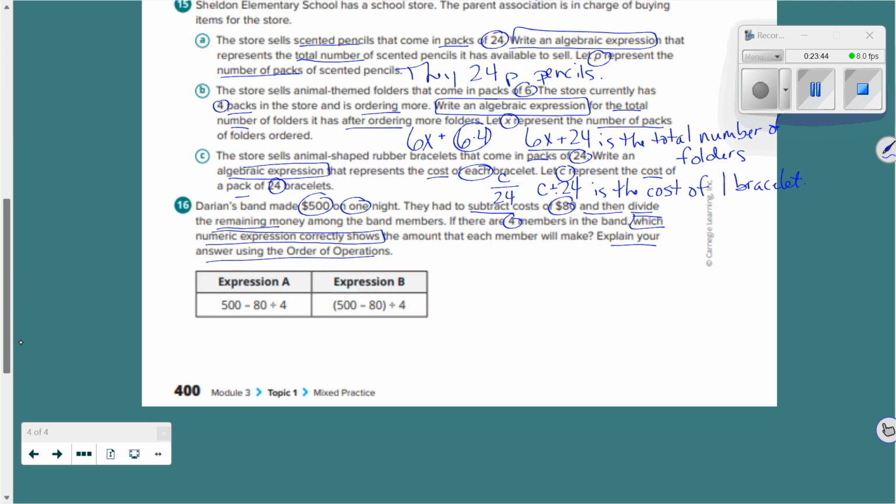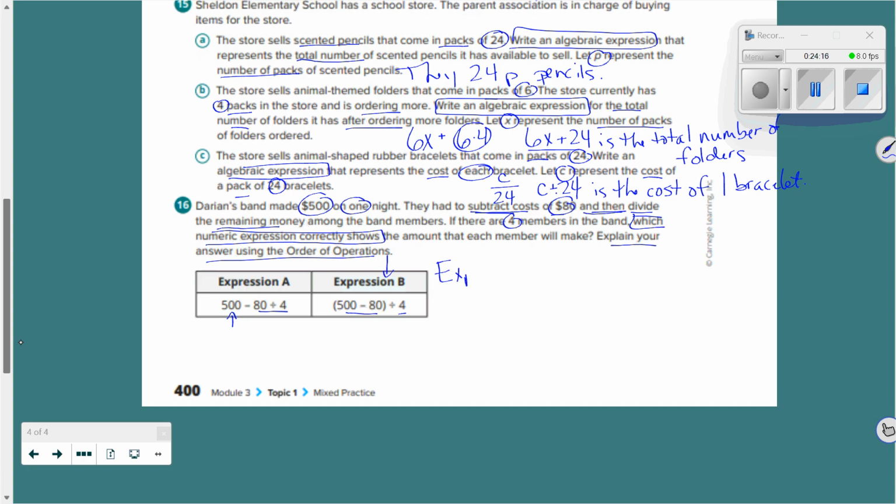There are actually 2 parts to this. You not only have to tell me which one it is, you also have to say why. Let's focus on order of operations. In one expression, I would divide first, meaning I take the 80 and divide by 4, and then subtract that number from the 500. In expression B, I'm taking away the $80 cost first, and then dividing by 4. When you read the problem, that's what they do: they subtract the cost of 80 and then divide, meaning that expression B is correct.